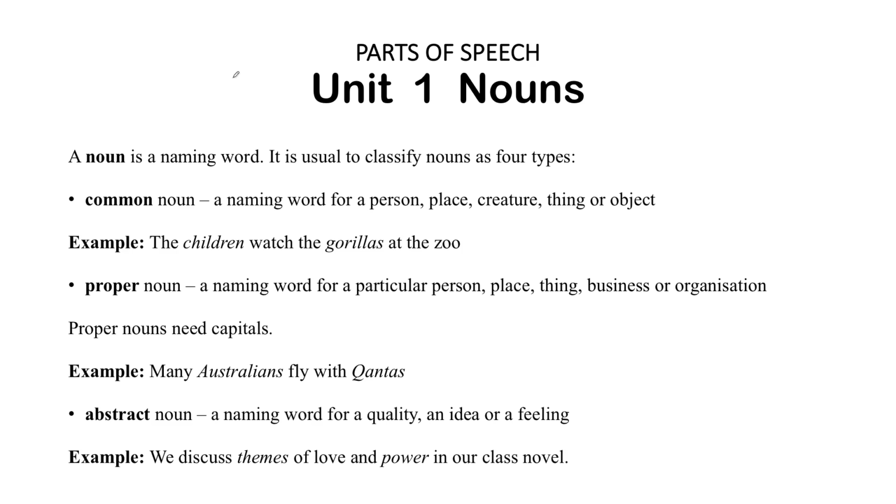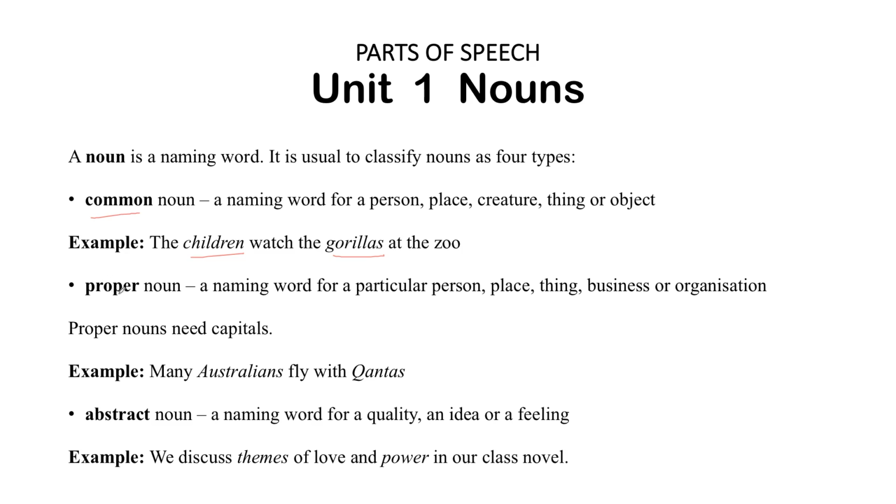A noun is a naming word. It is usual to classify nouns in 4 types. We have common noun, which is a naming word for a person, place, creature, thing or object. And our example sentence here, the children watch the gorillas at the zoo. Both children and gorillas are italicized because they're both common nouns.